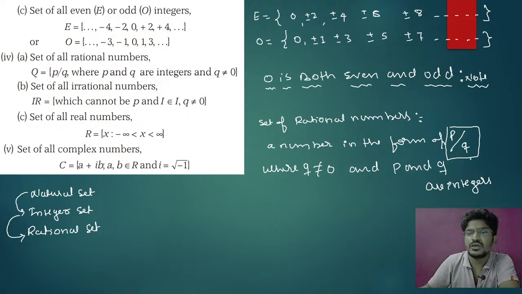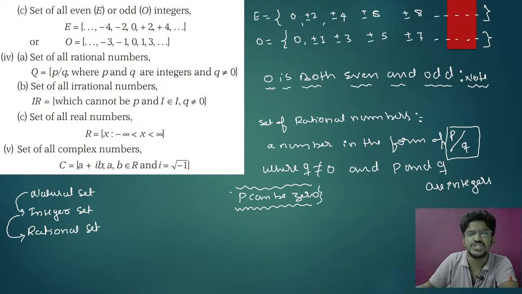See here, yes, p can be 0. Don't worry, p can be 0. Clear? Here Shivanand has asked a very good question, whether p can be 0 or not. Yes, p can be 0.